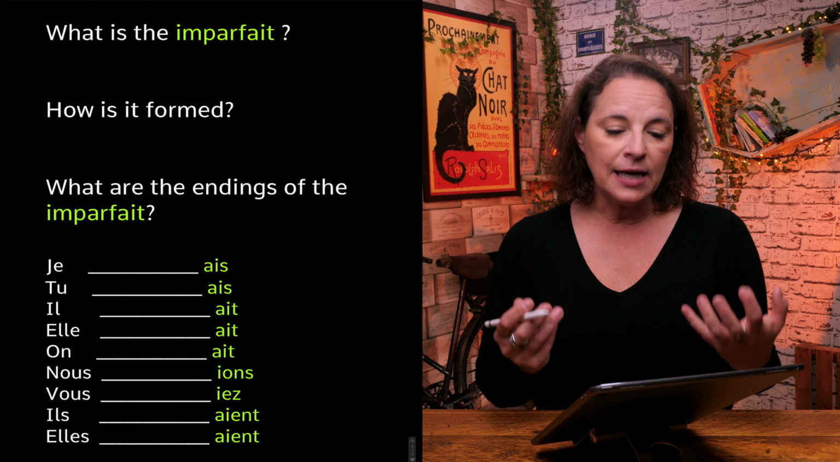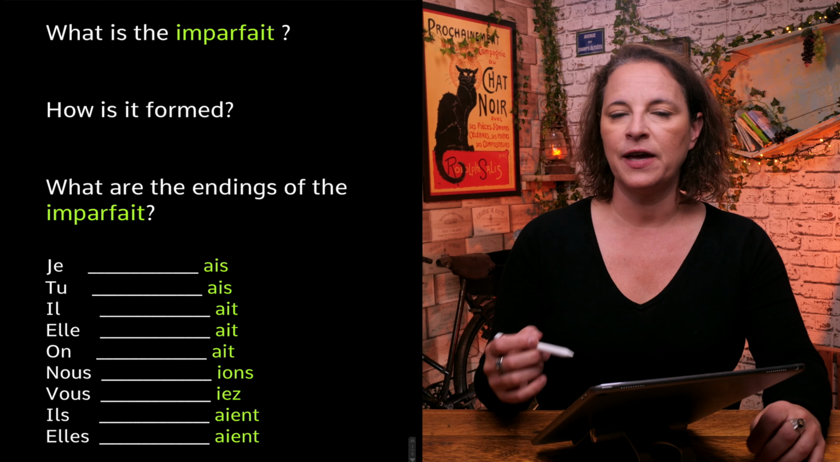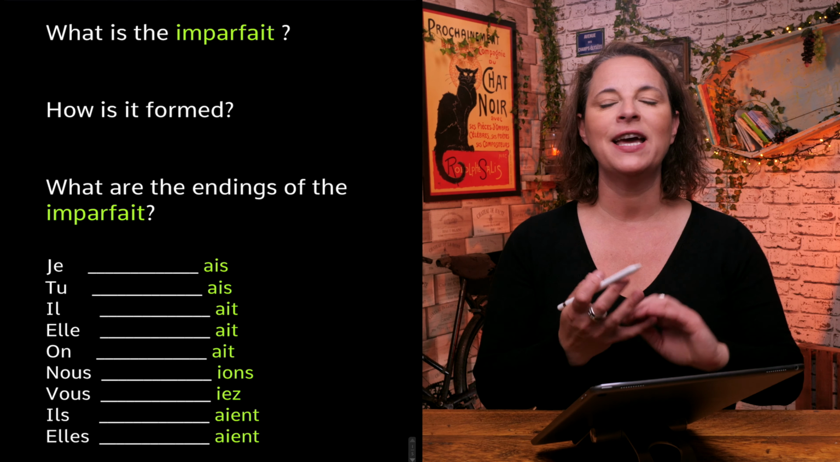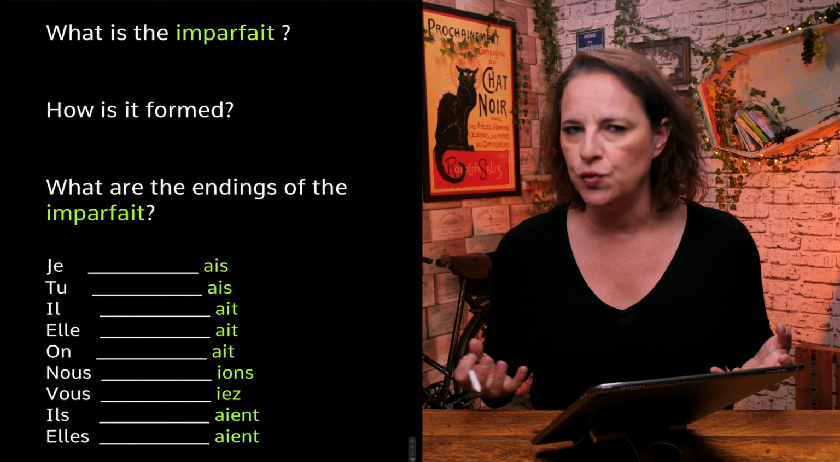Now, let's have a look at the imparfait, also known as the imperfect in English. What's the purpose of the imperfect? How is it formed? Now, the imperfect or imparfait is a tense that reflects a habit or used to do something.